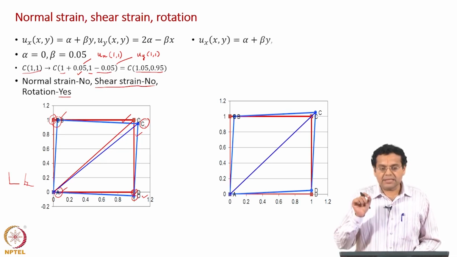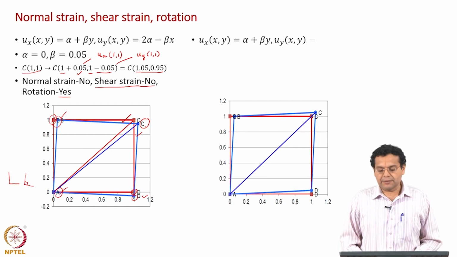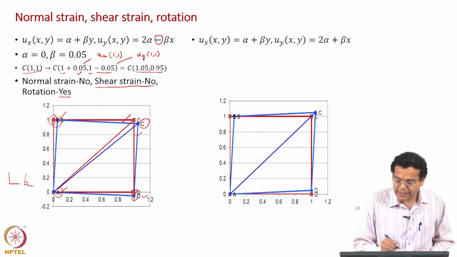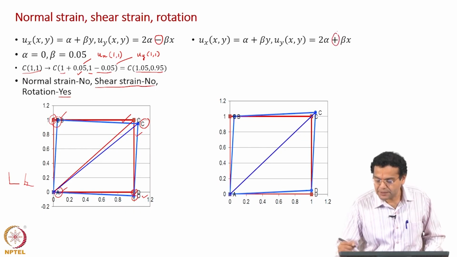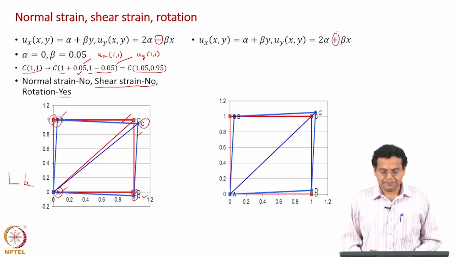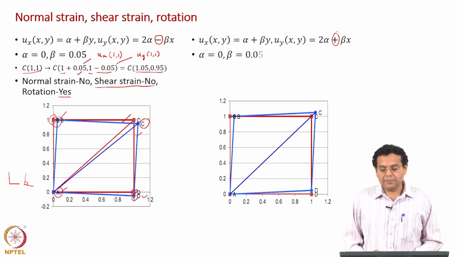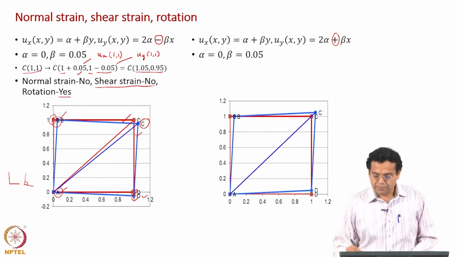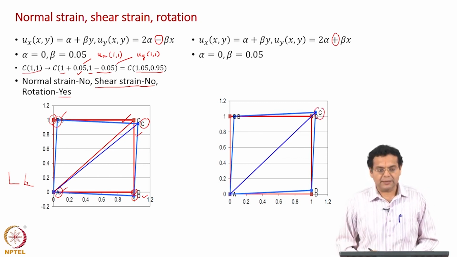Ux is given by the same expression, alpha plus beta y. Uy, instead of this minus beta x, I will change it to plus beta x. Now, let us see what is the implication of this. Once again take alpha equal to 0, beta 0.05. Now, as we have done earlier for the left hand side, we will find out the new coordinates of point C. Let us find out this coordinate.